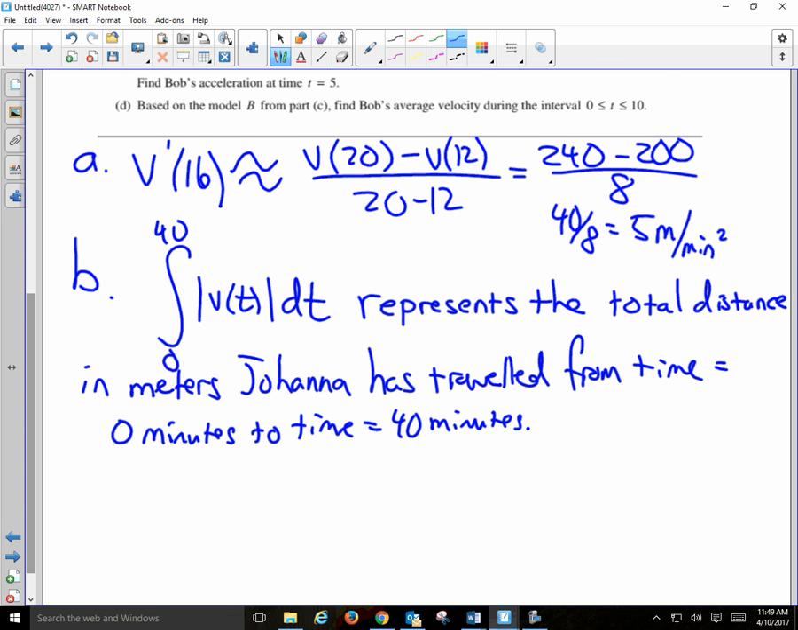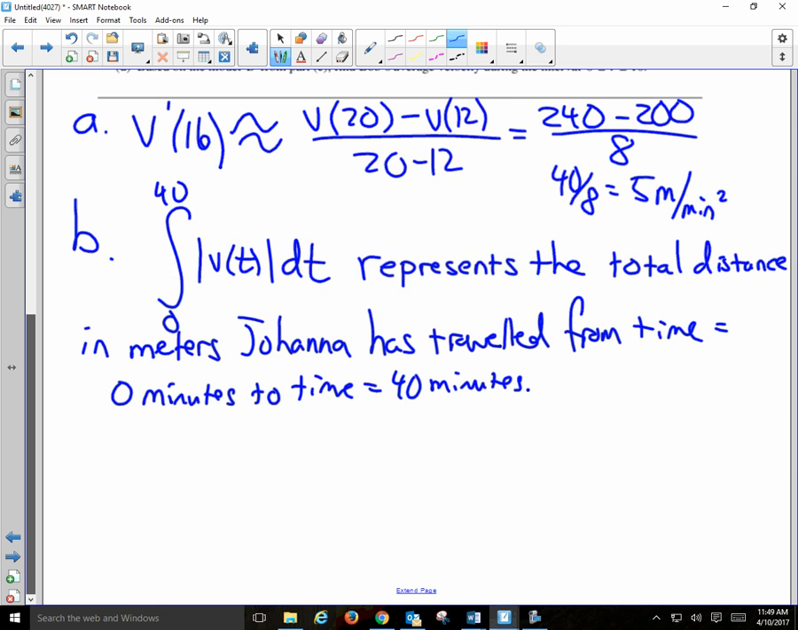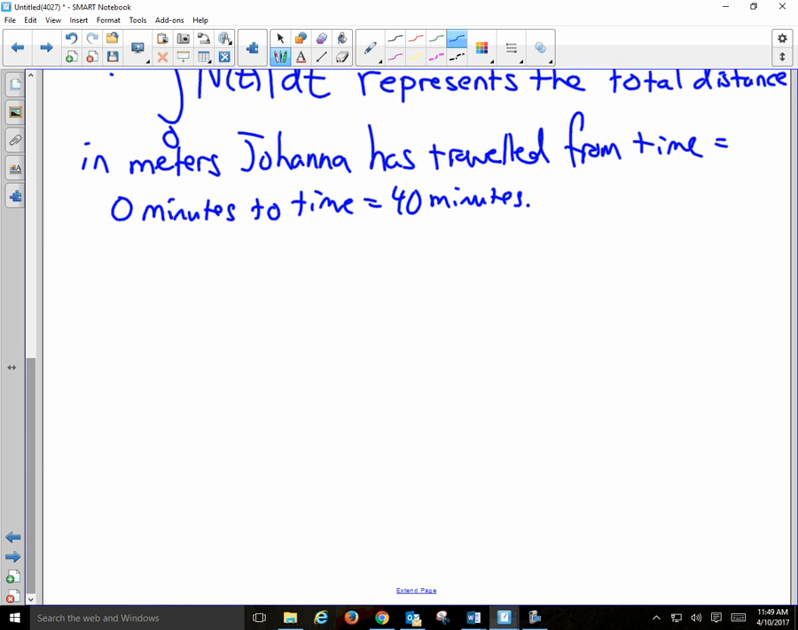But now it asks me to actually calculate it, doesn't it? It says use a Right Riemann Sum. Well, Right Riemann Sum is easier than trapezoidal, isn't it? So let's approximate that using Right Riemann Sum. So I have the integral from 0 to 40 of the absolute value of V of t dt. So what's the width of the first rectangle? 12. And if I am going to go to the right-hand side, what's the height? 200.